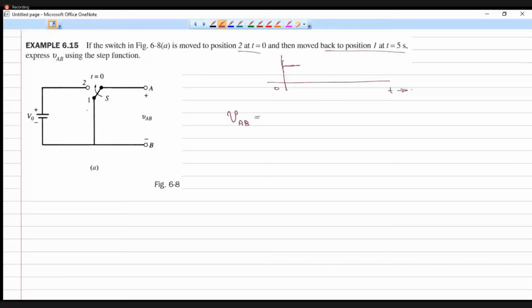And I throw this switch to position 2, what will be the voltage VAB? The battery will be included, right? If it is at position 1, there is no battery involved. So there won't be any voltage VAB. VAB will be equal to 0. When I throw this switch to position 2, this battery will come across, the voltage across this battery will come across here. So what will be VAB?